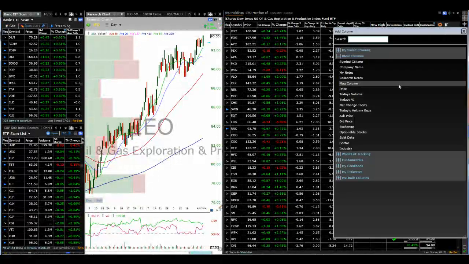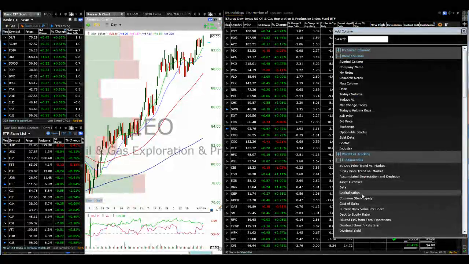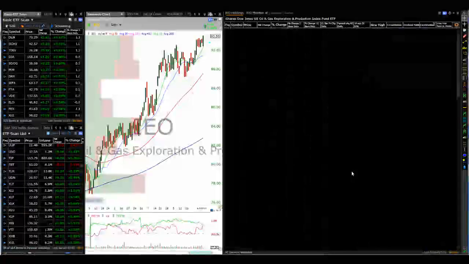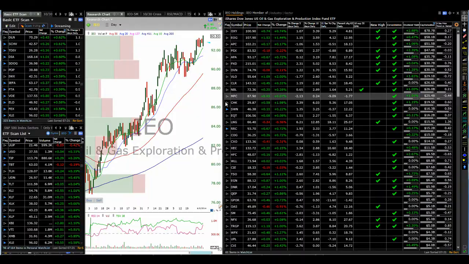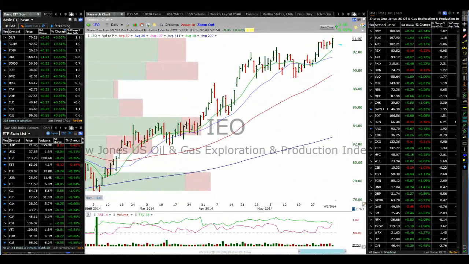And to add those, all you have to do is come down here and you can click on My Conditions. You can click on Fundamental Data if you want to add it. If I want to know the 5-day price trend versus the market, I can click on it. It adds the column to the right. So you can set up your scan list or filter list any way that you want it.